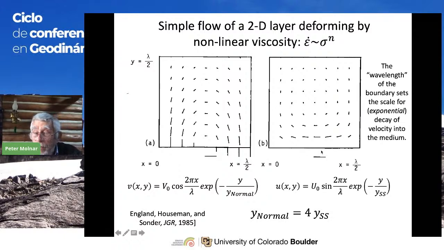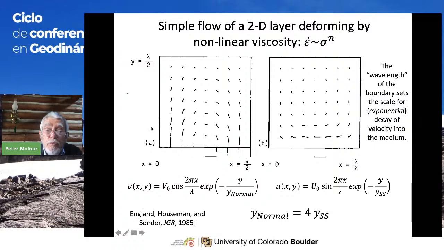If you have a shear boundary moving along in here, you'll have shear that will decay exponentially and get weaker and weaker as you go farther away. Again, decaying exponentially, but with a different decay constant. The y in here is different from this one, and I'm just stating this is the way it works out. The y normal decay is 4 times the y strike slip. In other words, this decay is 4 times slower going away from the boundary than this decay.